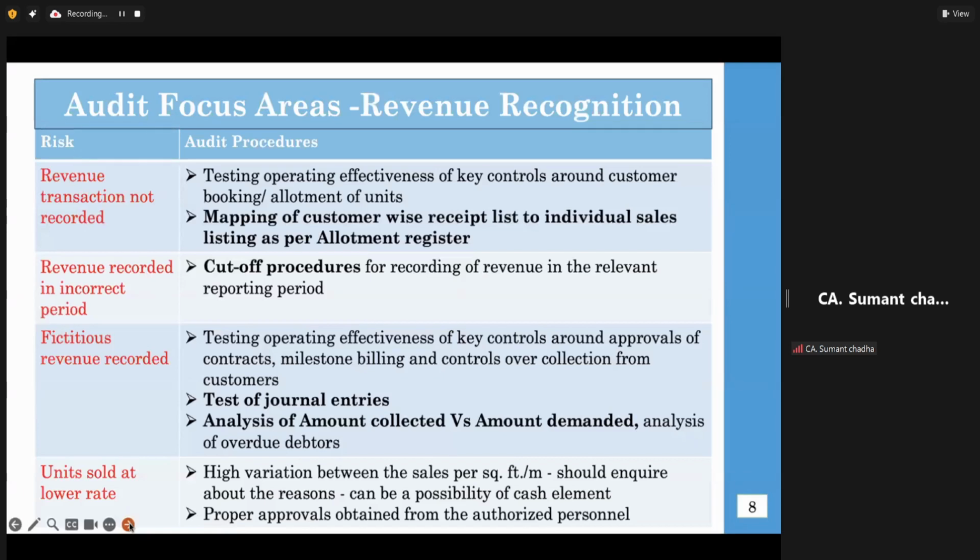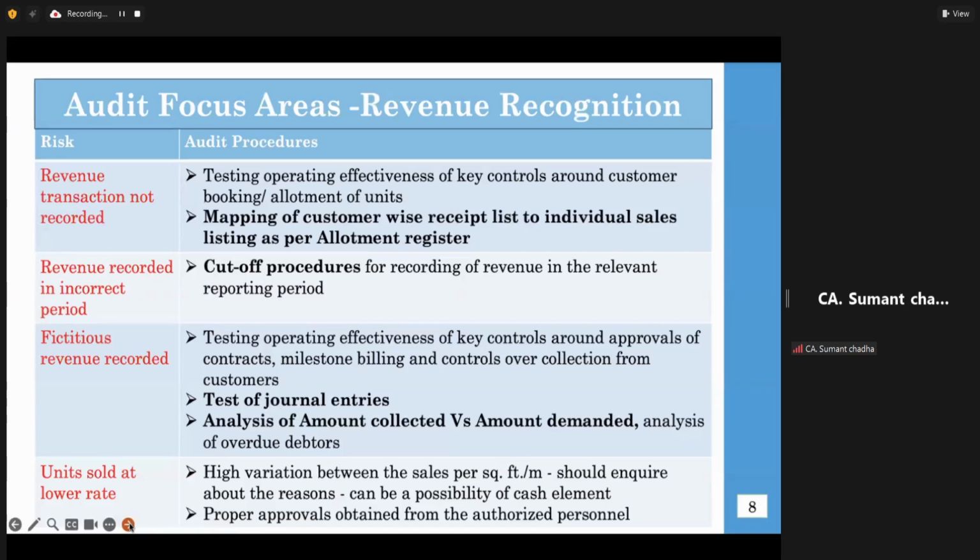So unless that mapping is done, whether through software or manually, I cannot have comfort that all revenue which should have been booked has been booked and nothing excess has been booked, depending on the requirement of the promoter, how he may want to play with it, or it may be just mistakes which need to be taken into account.